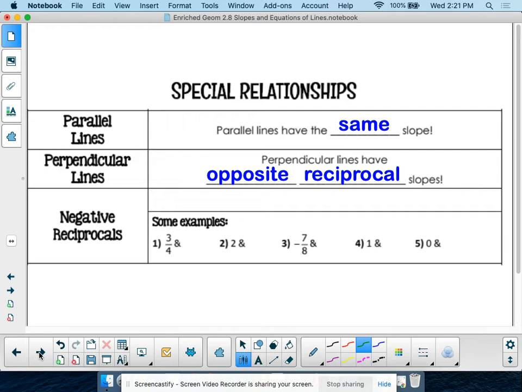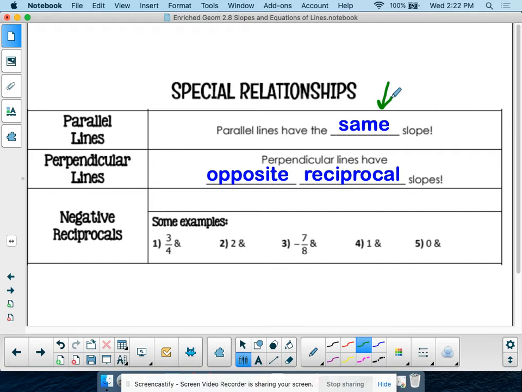We do have some special relationships. I think we all know parallel lines are lines that do not touch, but they don't touch because they have the same slope. Did you guys know that? They're increasing or decreasing at the same rate. That's why they never touch. Perpendicular lines have opposite reciprocal slopes. Have you guys heard of that?